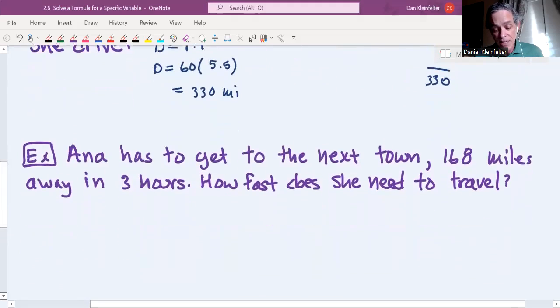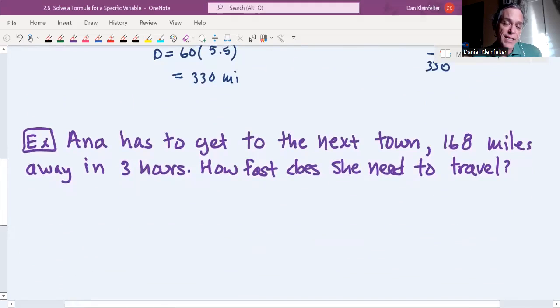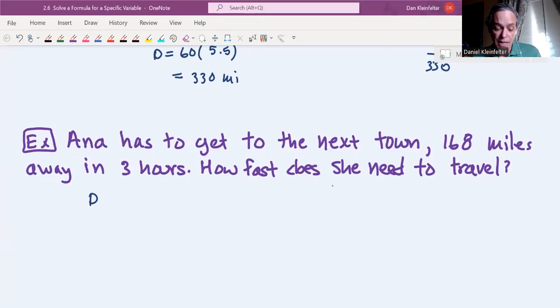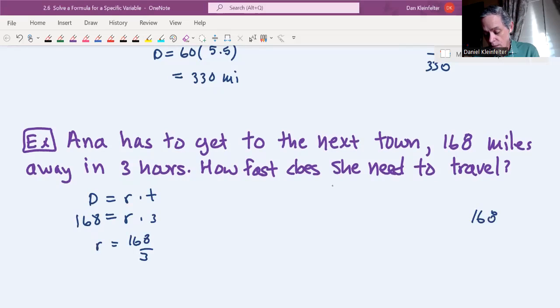Anna has to get to the next town, which is 168 miles away, in 3 hours. How fast does she need to travel? So again, distance equals rate times time. The distance here is 168 miles. The rate is unknown, and the time is the 3 hours. So to solve this for r, we're going to divide the 168 by 3. So 168 divided by 3 looks like at least 56 miles per hour in order to get there on time.